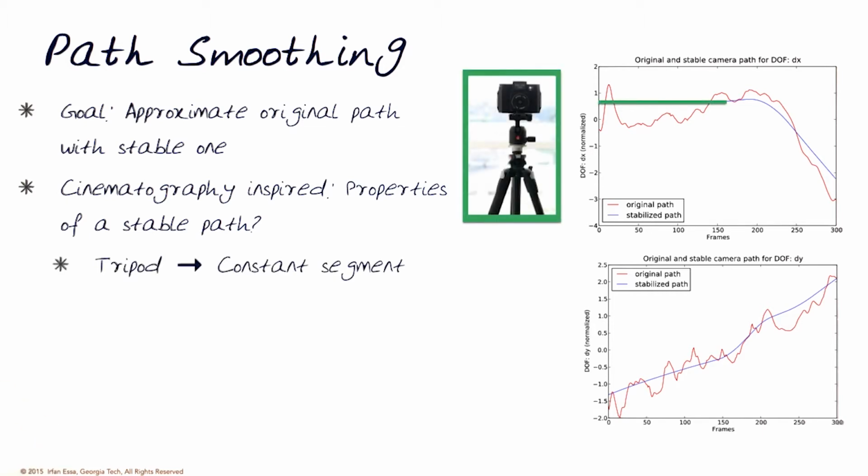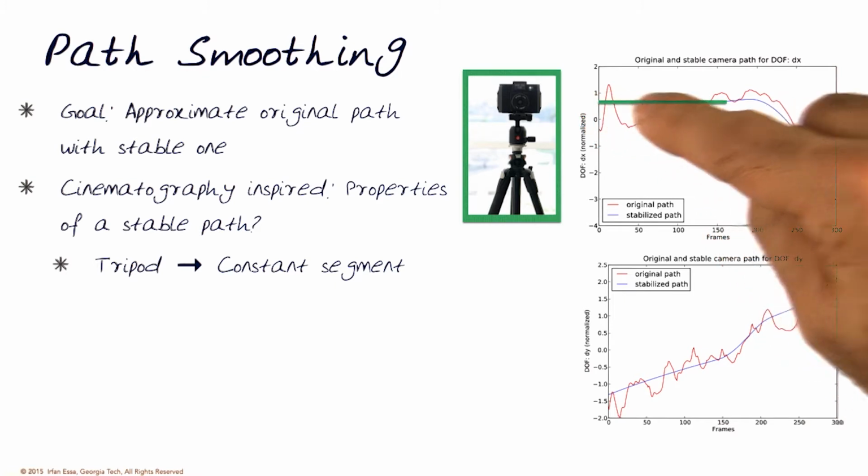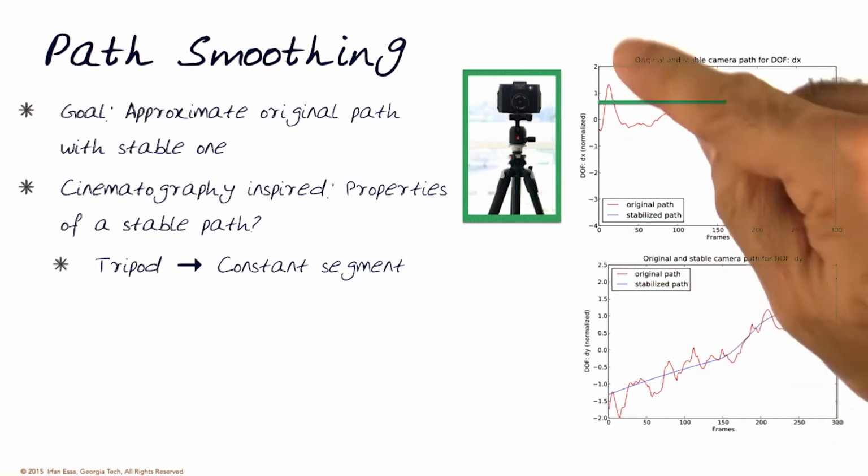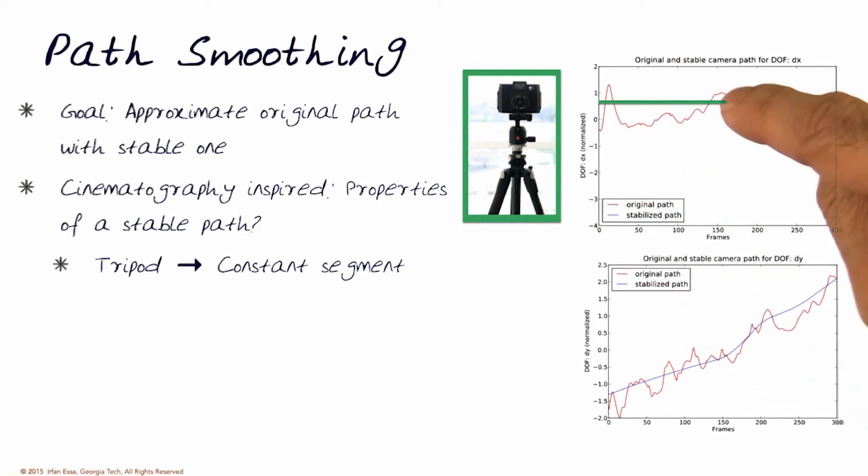Well, if I had a tripod and this was my degree of freedom of the path itself, what I'd basically assume is that this green line here would keep the camera stable, right? There would be no changes in the degrees of freedom in X and Y here. So that would be my path. So I need to find a smooth path like this.